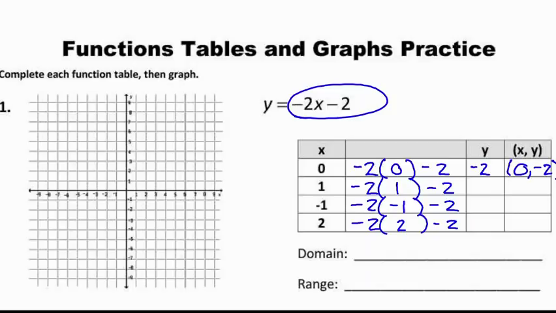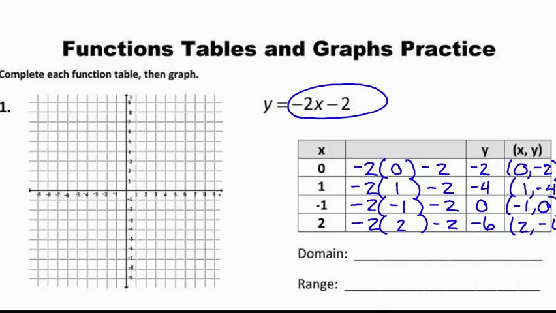And then if I do -2 times 1, that's -2. -2 minus 2 is -4. So I have 1, -4. When I put in 1, -4 pops out. Then I have -2 times -1, which is 2. 2 minus 2 is 0. So when I plug in -1, 0 pops out. And then the last one, if I plug in 2, -2 times 2 is -4. -4 minus 2 is -6. So if I plug in 2, -6 pops out.